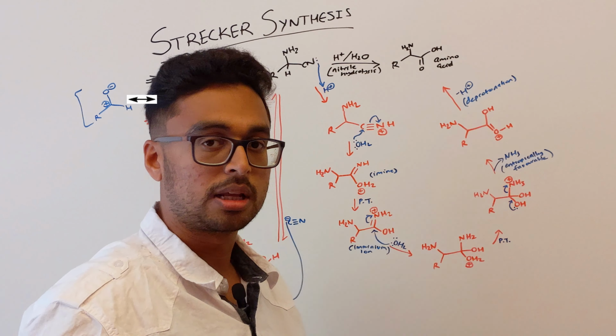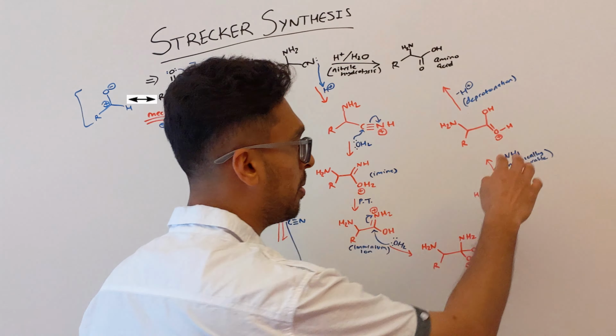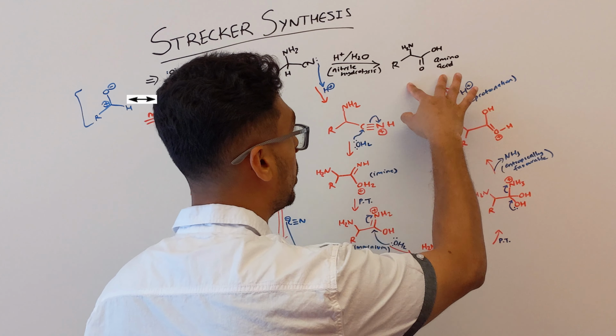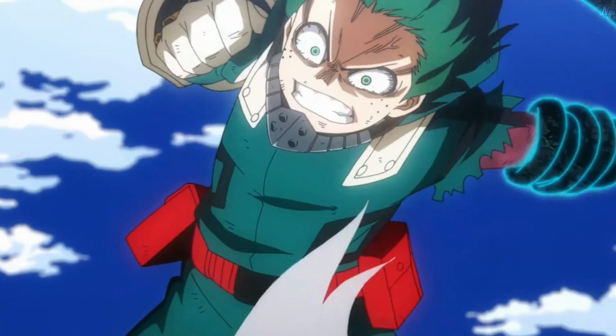Then the last step is just going to be deprotonation. So water will come in, abstract that proton, giving us our amino acid. So that's all for Strecker synthesis.